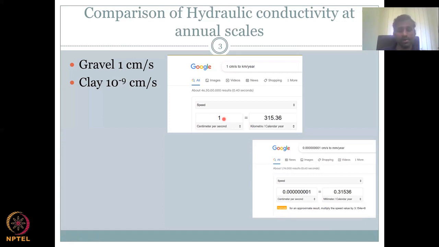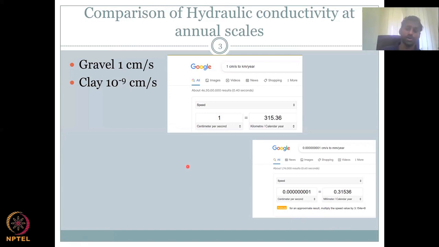Okay, so let's divide it by 365 approximately. So 1 kilometer per day, the water can move in a gravel bed. But if you come to your millimeter analysis for your clay, it doesn't even move a meter within 10 years. So this is the analogy you need to understand when you're doing your groundwater related recharge mechanisms, and groundwater use also.